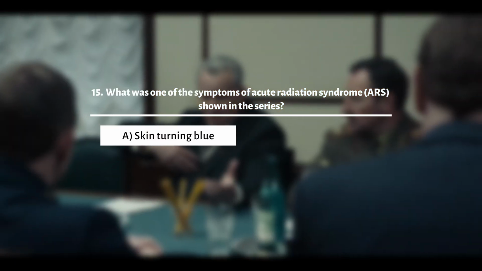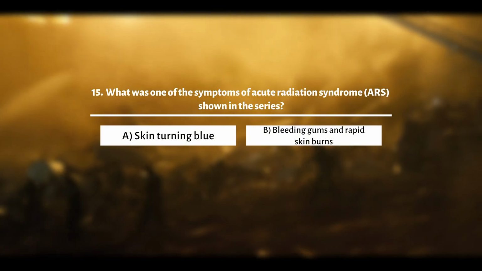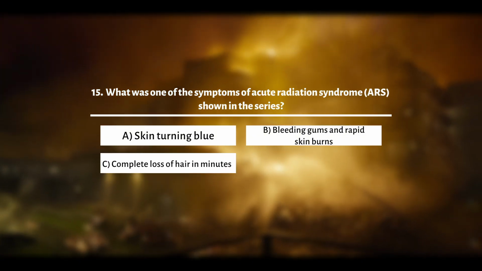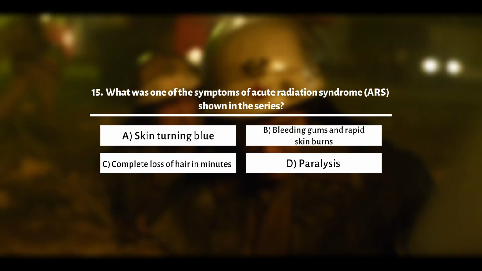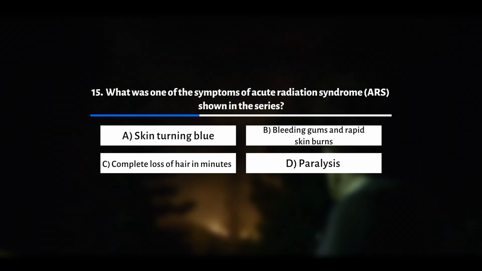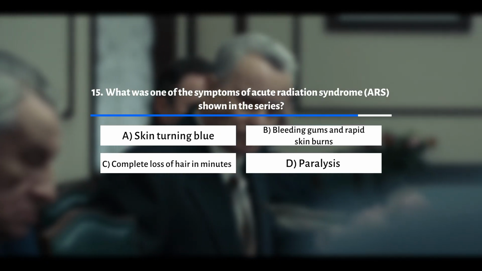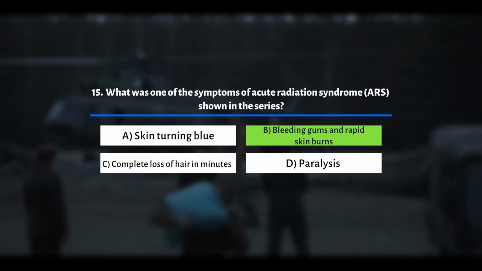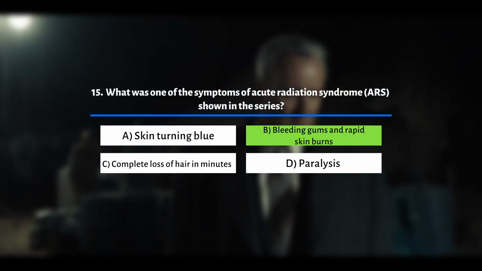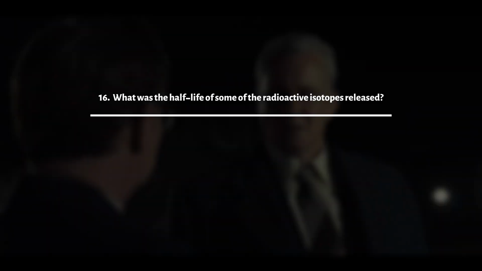A. Skin turning blue. B. Bleeding gums and rapid skin burns. C. Complete loss of hair in minutes. D. Paralysis. Correct answer, bleeding gums and rapid skin burns. 16. What was the half-life of some of the radioactive isotopes released?